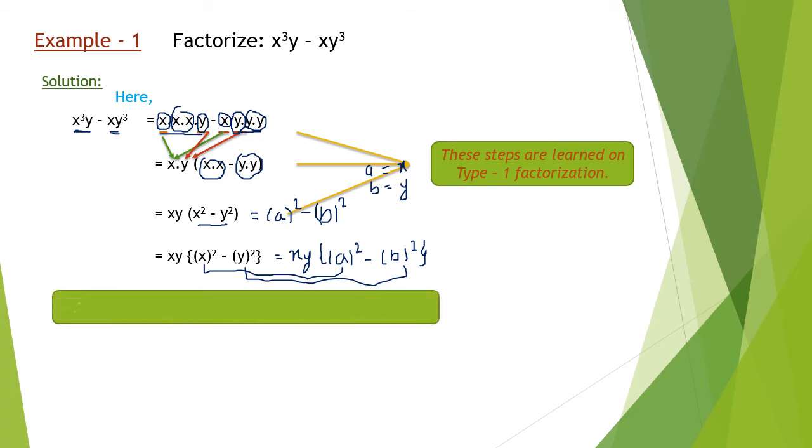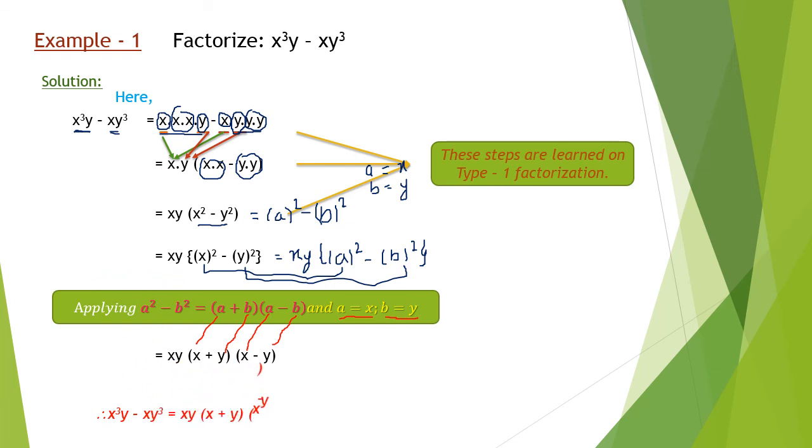Now applying a square minus b square, which is (a plus b)(a minus b), and what we are going to use is a is equal to x and b is equal to y. Now let's apply it. (x plus y)(x minus y): a is x, b is y. It's our answer. That's it.